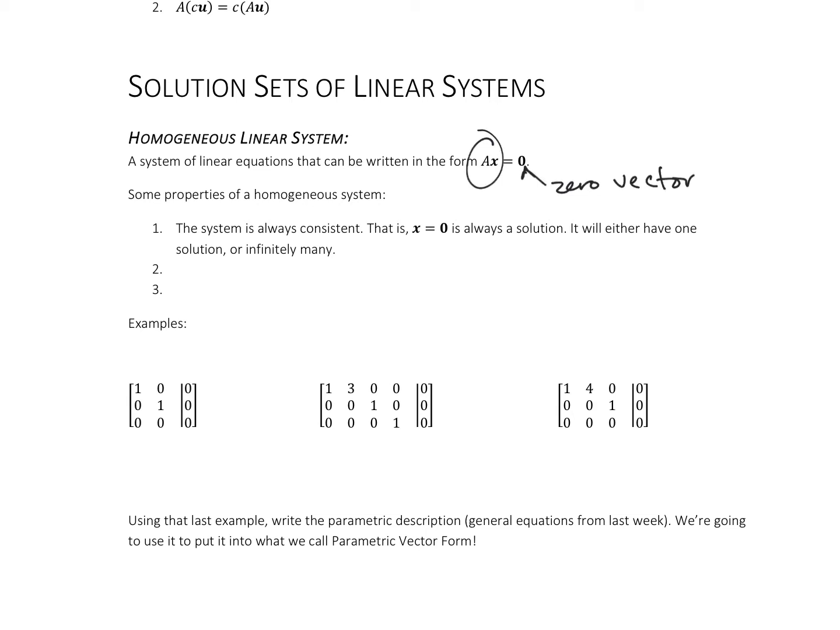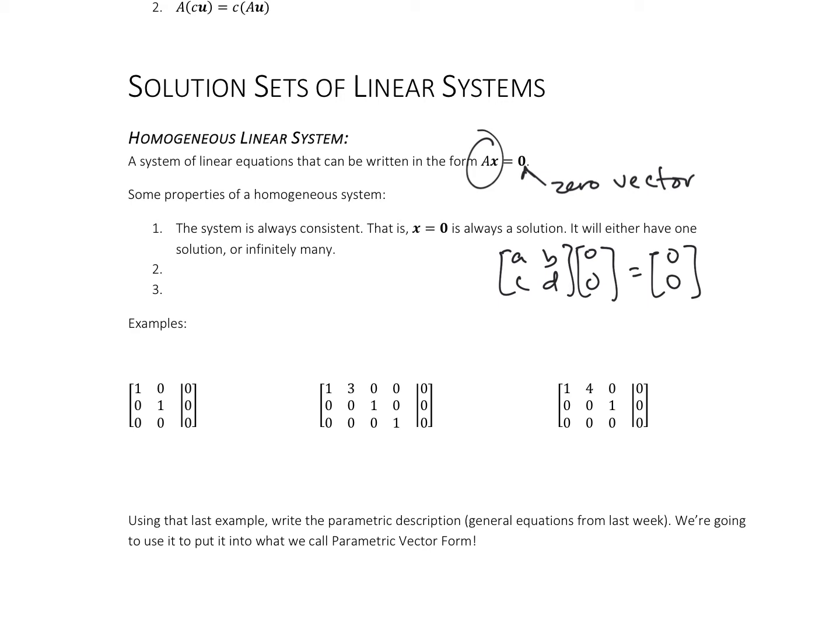And there's some really nice properties that are going to happen when we do this. So one of the properties is that this system is always consistent. So what that means is that there is always going to be at least one solution to this system, and one of those solutions is always x equals 0, or the zero vector, right? Which makes sense. It doesn't matter what my A is. If I have a, b, c, d times the zero vector 0, 0, I get 0 times a plus 0 times b gives me 0, 0 times c plus 0 times d gives me 0. So I get the zero vector. So this is always going to be a solution.